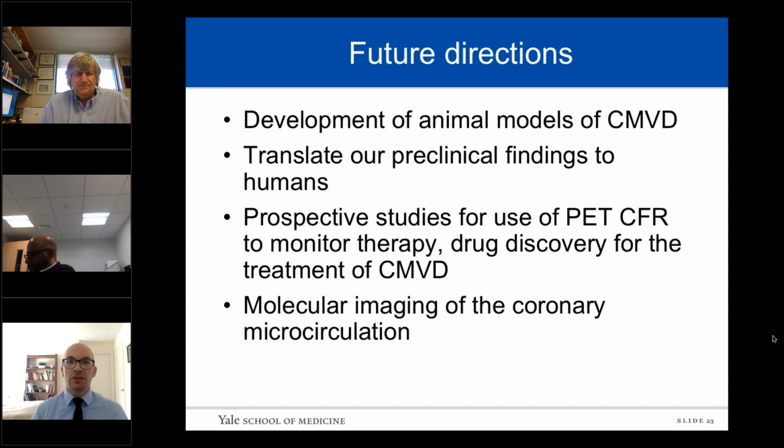So the future directions is, I think there's a pressing need to develop really reliable, good animal models of coronary microvascular disease. We'd like to translate our preclinical findings to human studies. And there is a need for prospective studies to use PET-CFR to monitor therapy, which may lead to new drug discoveries for the treatment of microvascular disease. And I think there's a pressing need for molecular imaging of the coronary microcirculation.